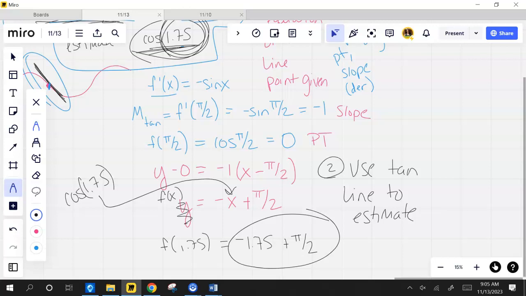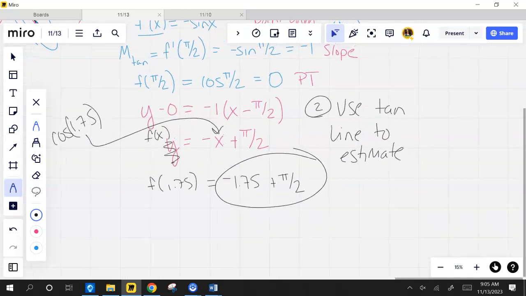It's really not hard. This gives me an approximation. All right, so do this. If you put this in your calculator, and this is not a calculator problem, but just to show you, pi over 2 plus negative 1.75. I'm reading upside down. Negative 0.179 is what I get here.